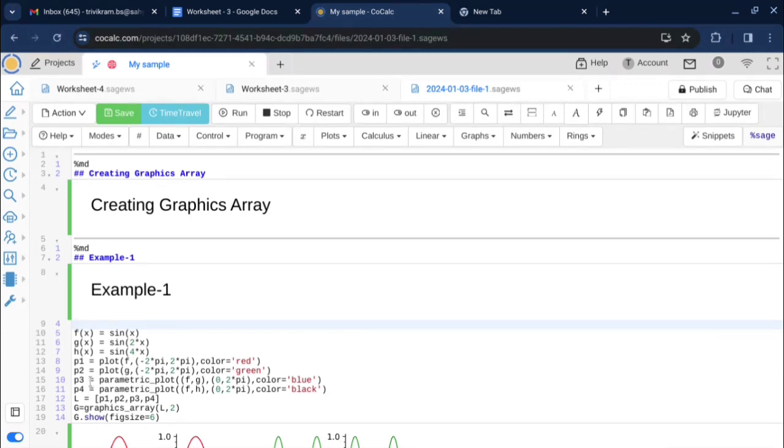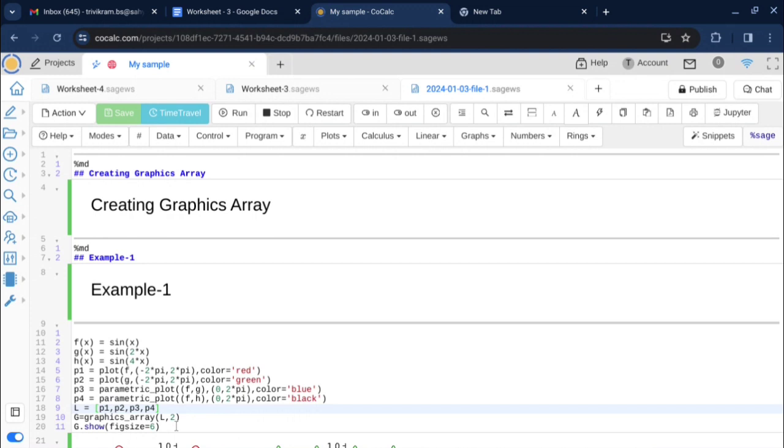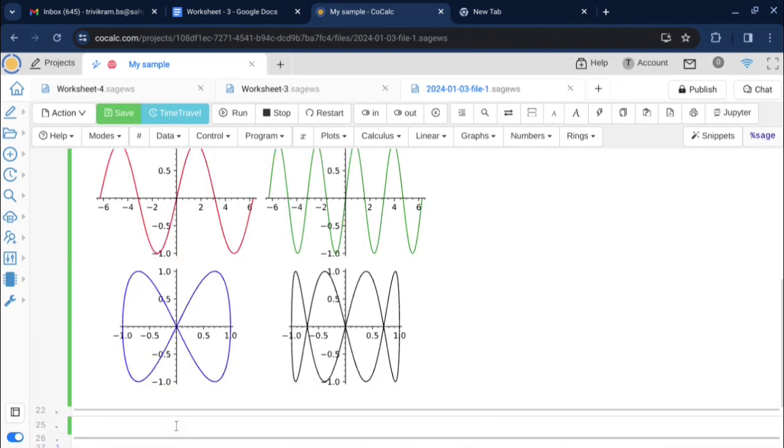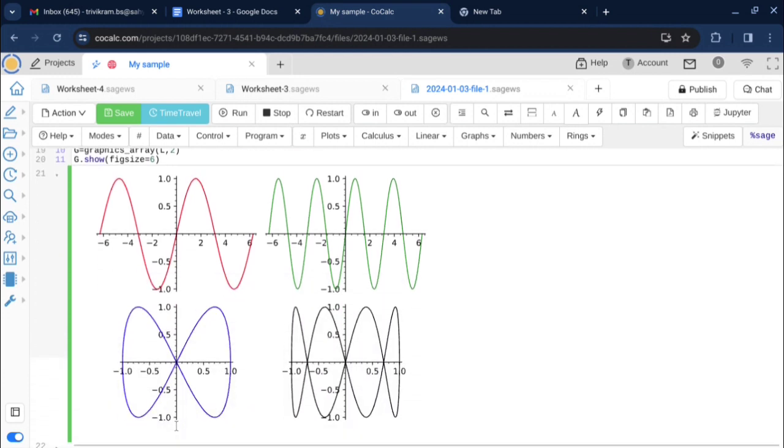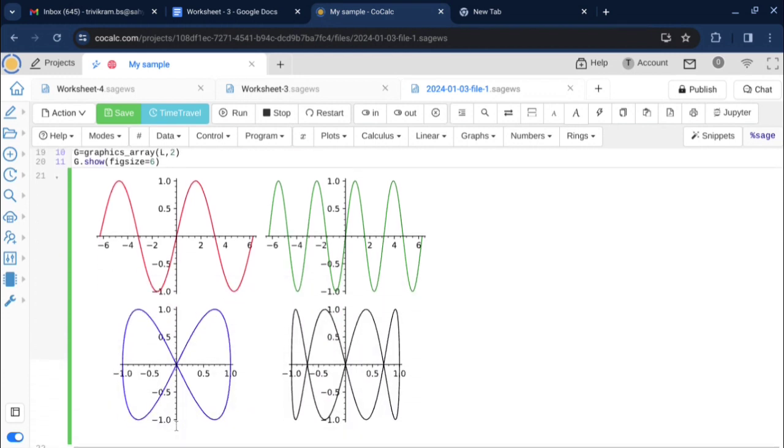Plot 3 I am going to write as parametric plot, having first and second, that is f and g. Next, one more parametric plot I am going to draw, that is f and h. So I am going to combine all these 4 graphs. So let us run it and check. So you are going to get the parametric curves and normal curves in a single picture like this.